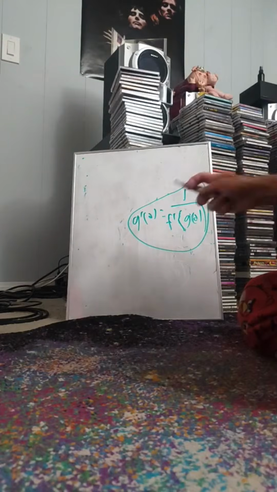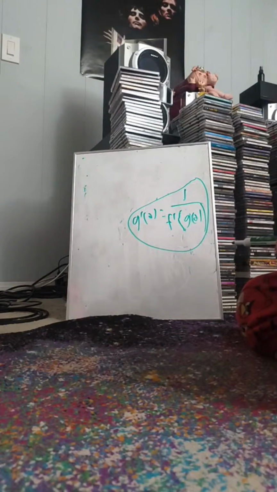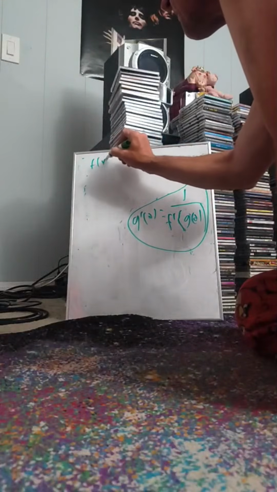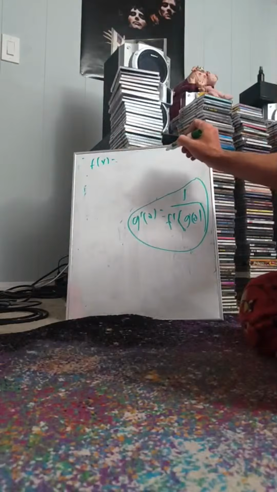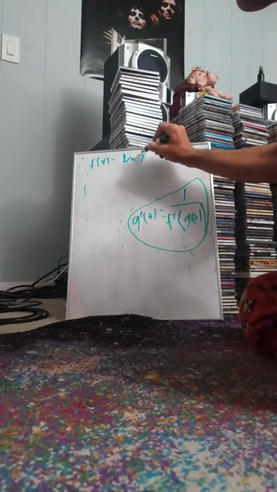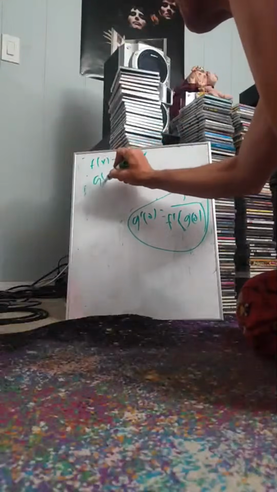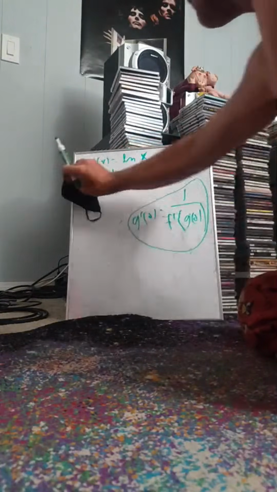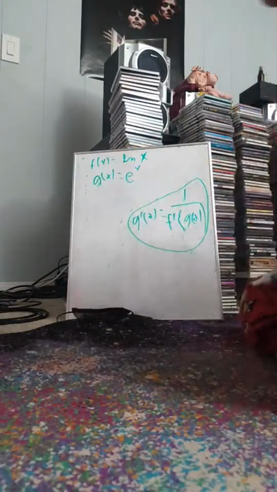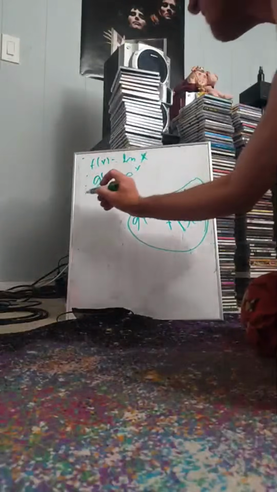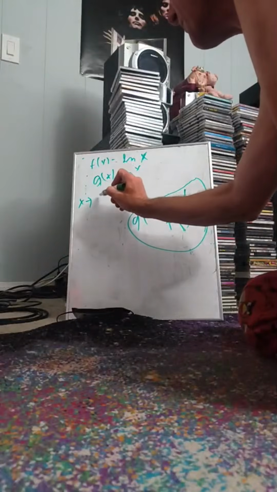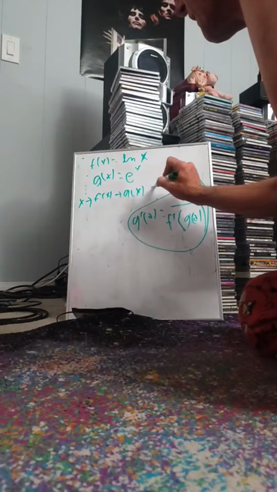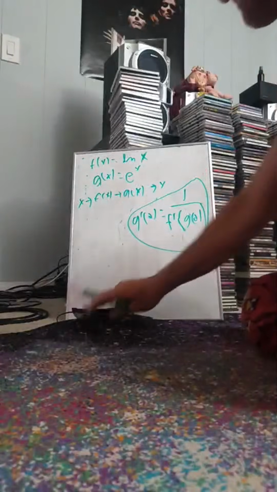Okay, let's try this out. I said g and f are inverse functions, right? So let's say f of x equals log x. And let's say g of x equals e to the x. All right, that's cool. Are those inverse functions? Well, an inverse function is such that if you take x into f of x and then go to g of x, you get x again. And we're going to test that.